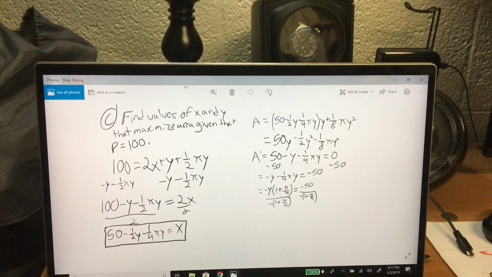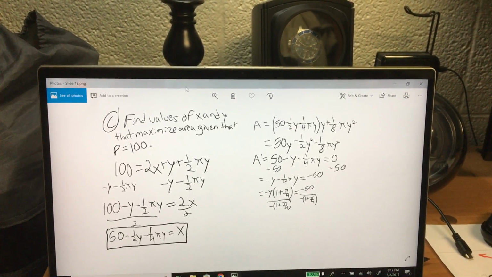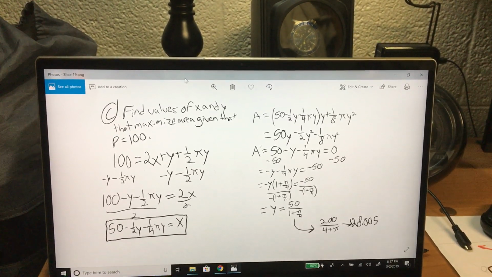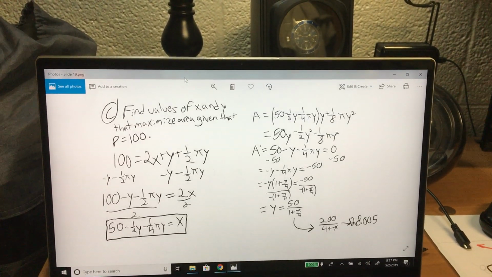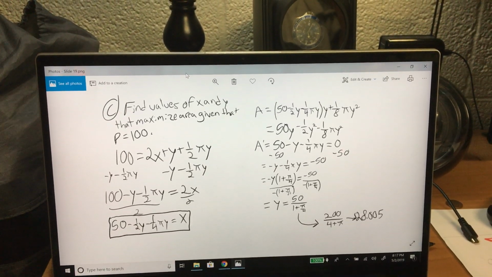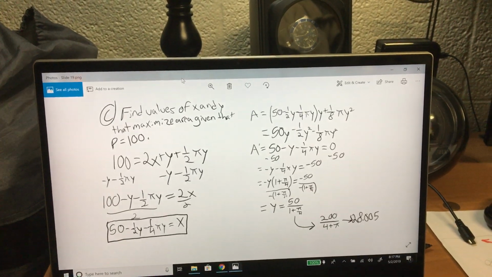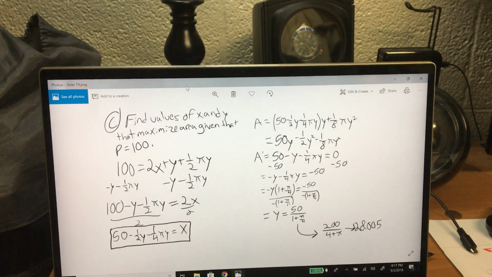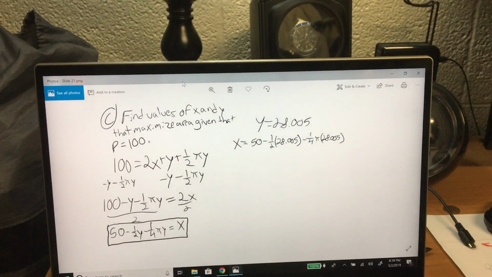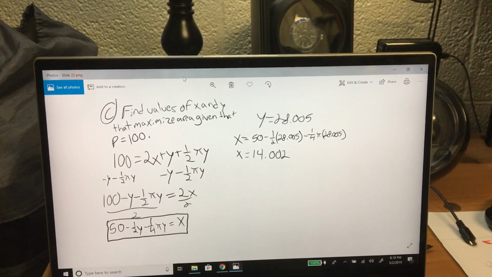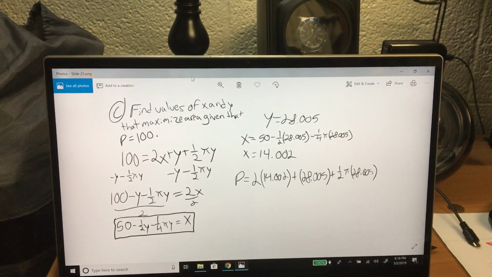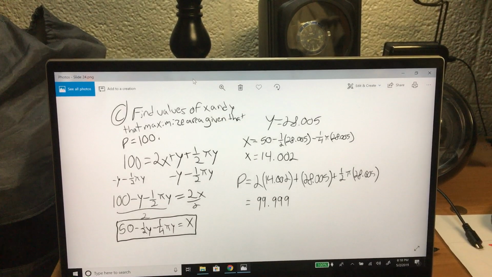Divide both sides by negative (1 plus pi over 4) to get y by itself. This should leave you with y equals 50 over (1 plus pi over 4). Multiply the top and bottom of the equation by 4 to clean it up a little bit, making it 200 divided by (4 plus pi), which roughly comes out to 28.005, which is our y value. Plug the value for y into the x formula that we found earlier, and then x comes out to 14.002 rounded up. To check our work, you plug x and y into the perimeter formula, which comes out to 99.999, or about 100.